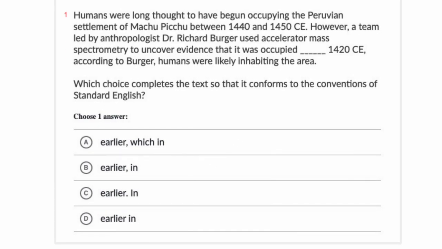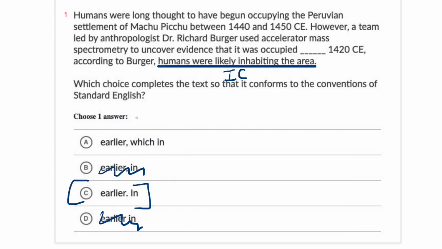So humans were, long thought, to have occupied or begun occupying the Peruvian settlement of Machu Picchu between 1440 and 1450. However, a team used accelerator mass spectrometry to uncover evidence that it was occupied earlier in 1420 CE, humans were likely inhabiting the area. Okay, so this is definitely a boundaries question. What are we looking at here? Well, this portion here is definitely an independent clause. So this is going to have to do with avoiding a run-on. The fact that that is an independent clause means that we need something stronger than just a comma, meaning that we definitely need some punctuation.